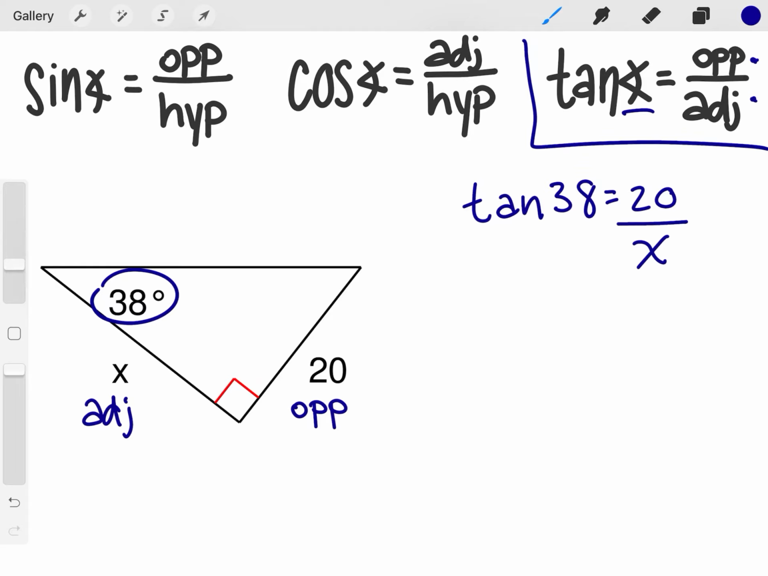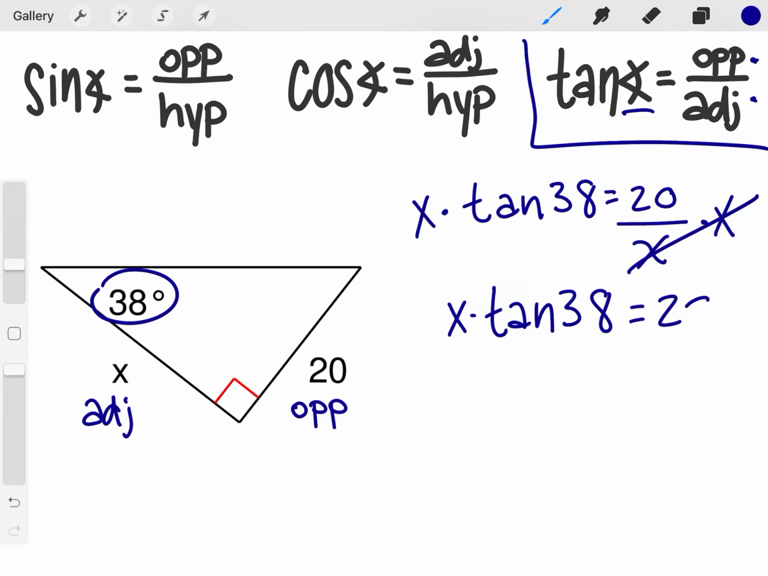Now, when x is in the denominator, the first priority is getting it out of the denominator. So the opposite of division, which is represented by that fraction bar, is multiplication. So I'm going to multiply both sides by x first. As soon as I do that, x is out of the denominator. Now the equation is x times the tangent of 38 equals 20.